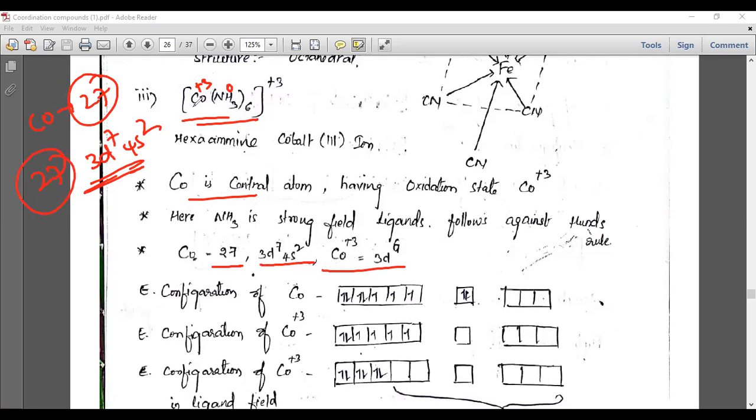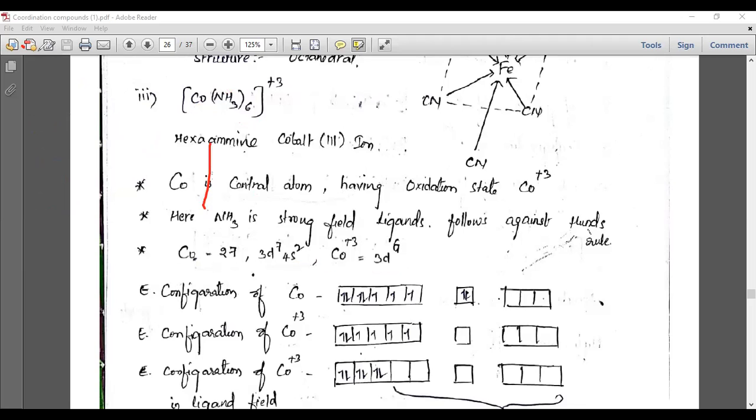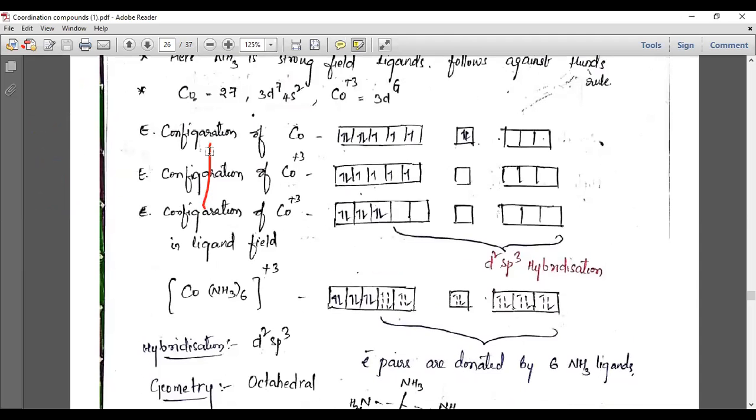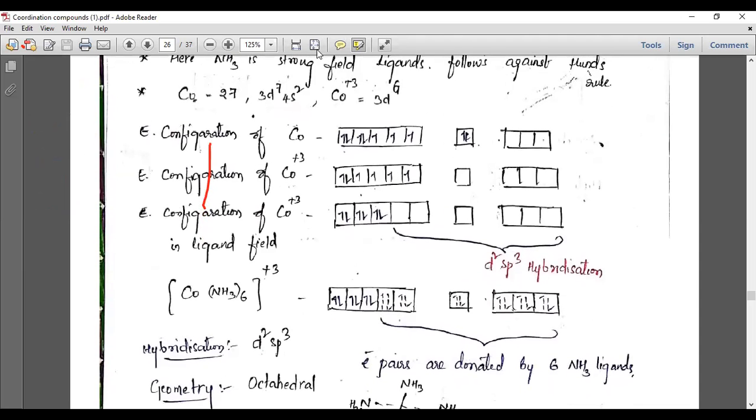What is how much here? The oxidation state of cobalt again is plus 3 here. So let us understand the VBT theory for this particular complex.